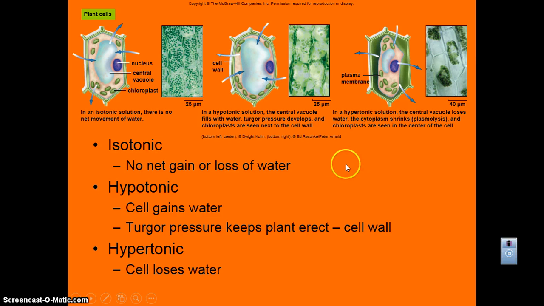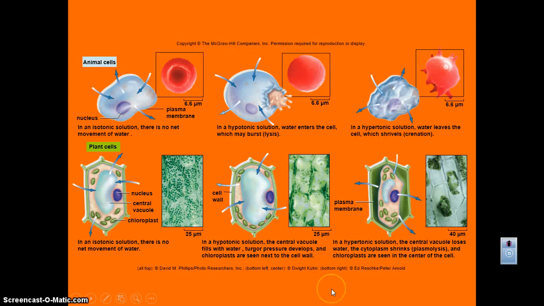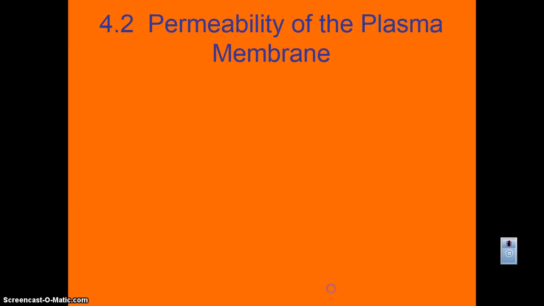Hypertonic, on the other hand, is going to cause the cell to lose water, and that's what we see here. If you look here, you'll notice that so much water has been lost that the cytoplasm is kind of shriveled up, and all the chloroplasts are centralized in the center. That causes a process where the cytoplasm shrinks, and we call that plasmolysis. And that's just a picture that shows you those side-by-side animal cells and plant cells.